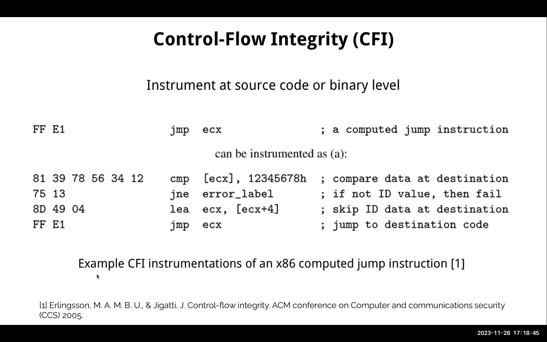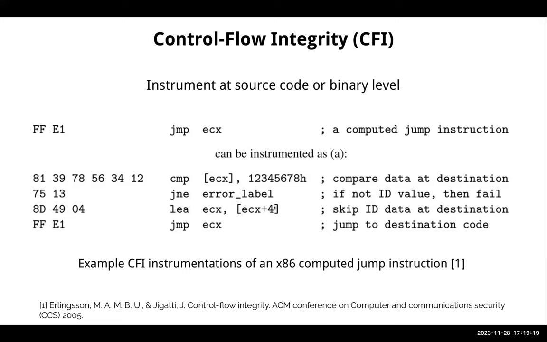Here is an even more concrete example for the forward edge. This is in the original 2005 CCS paper. Let's say there is an indirect jump. In this case, not an indirect call, but an indirect jump. There is a jump ECX instruction. Then this is the original code. After CFI, this piece of code will be changed.